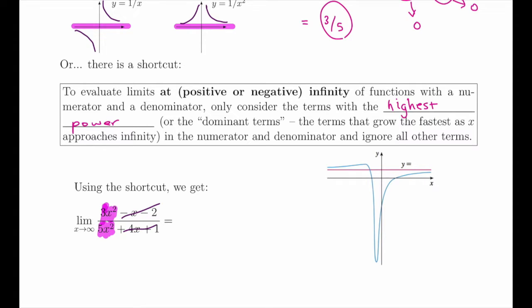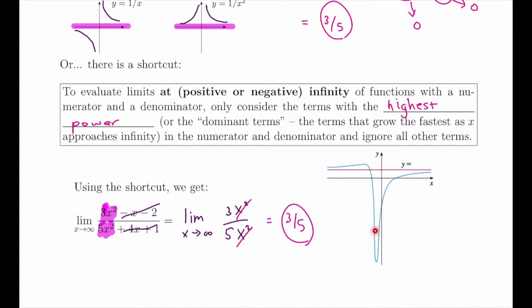And what we're saying then is that this limit is the same as the limit as x goes to infinity of 3x squared over 5x squared. Now we can cancel out the x squareds, and the limit as x goes to infinity of a constant is just that constant, because this is just a horizontal line, so as x goes to infinity, this will always be the y value. So we got the same answer as above, but this was much faster.